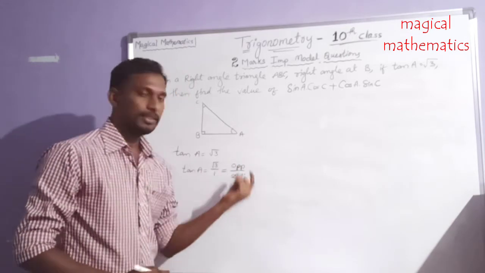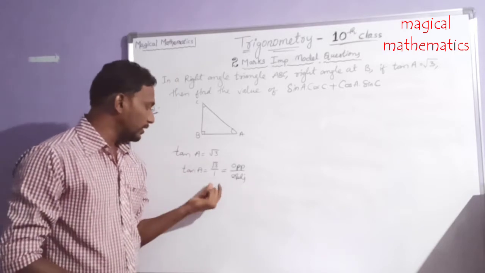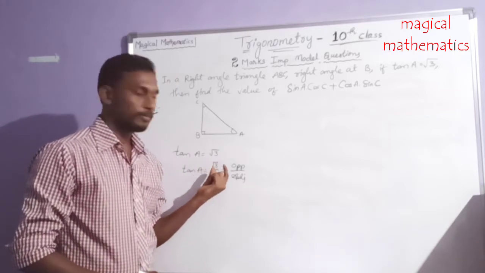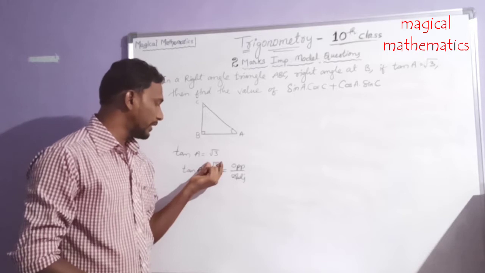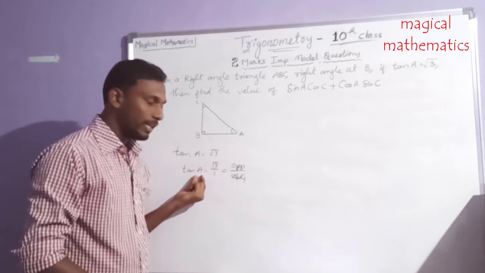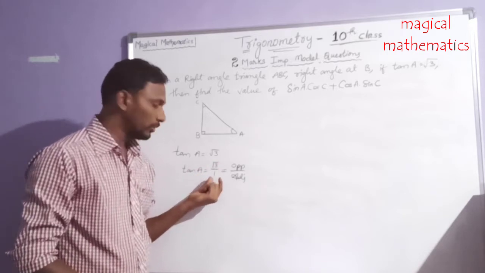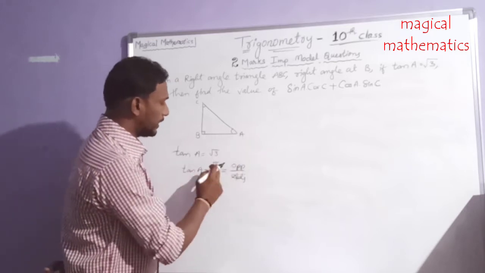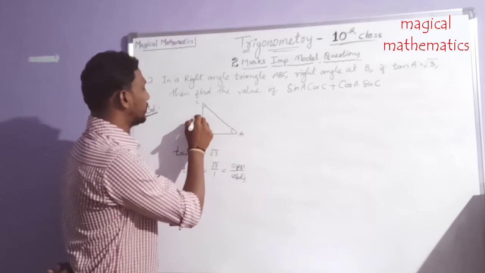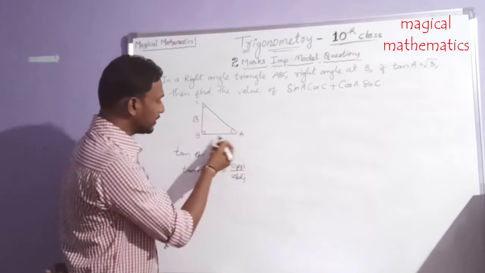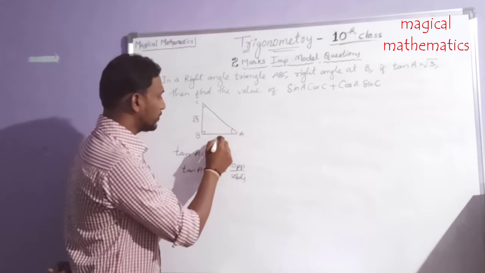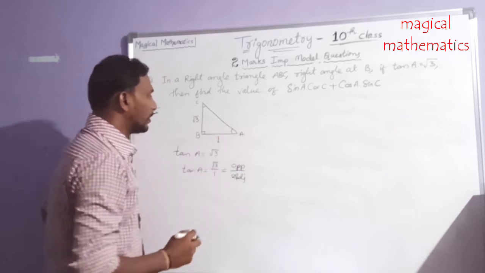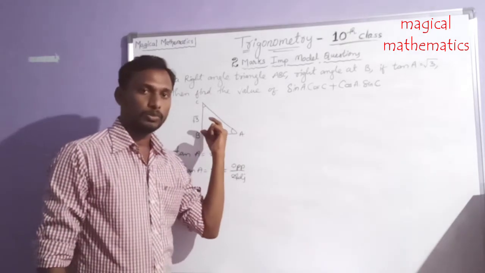Opposite side by adjacent side. So these are the two lengths we can consider here. This is the opposite side for angle A, and this is the adjacent side. Angle A is here. Opposite side is root 3, so here we get root 3. The adjacent side is AB, so that is 1. Now in this right angle triangle we have the two sides.